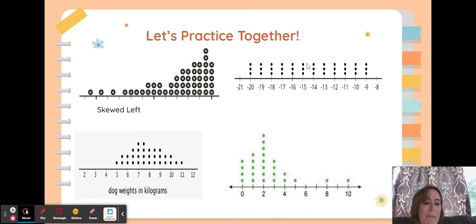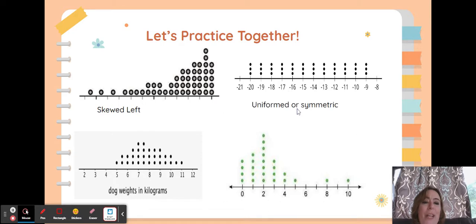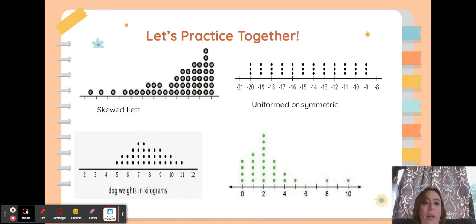Okay, let's look at this one. I bet you can't guess this one. This one's kind of easy, isn't it? I hope you said it was uniform or symmetric. See how everybody got three? That's definitely uniform. Look, it's symmetric, right?